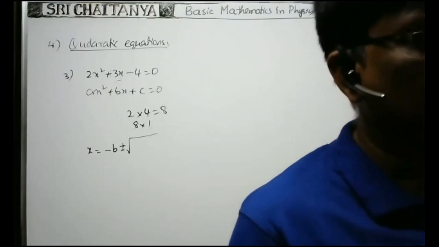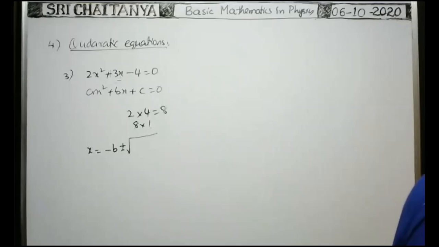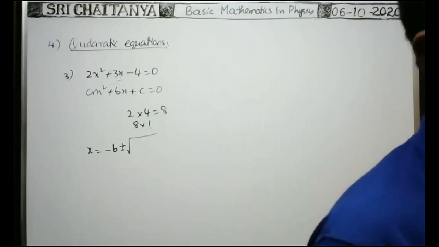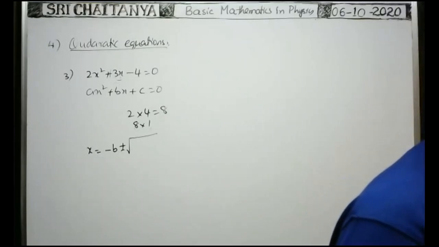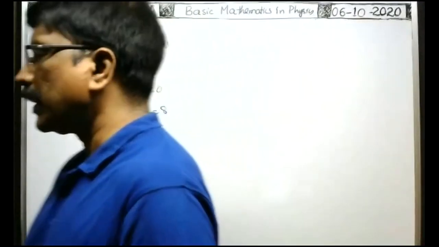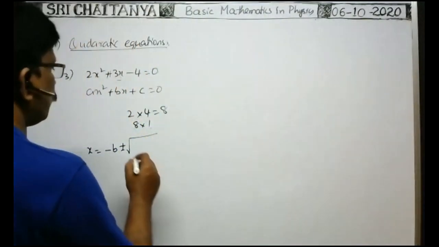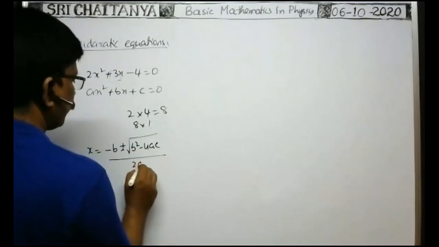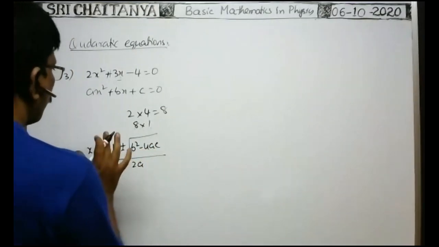Hello, sir. Sir, the quadratic formula is minus b plus or minus square root of b square minus 4ac, by 2a. Okay, right. So x equals minus b plus or minus square root of b square minus 4ac, whole by 2a. This is the roots of the quadratic equation.